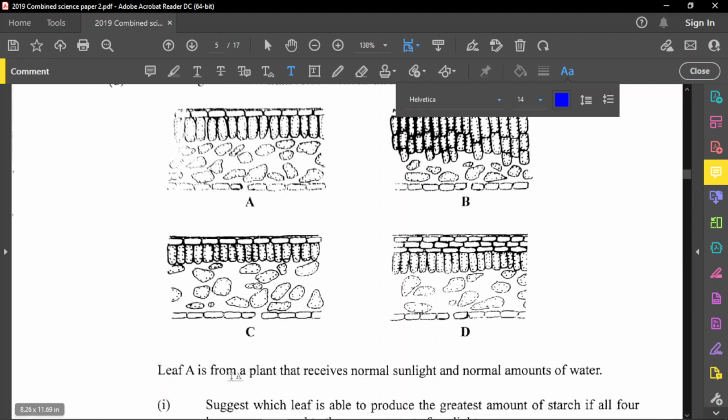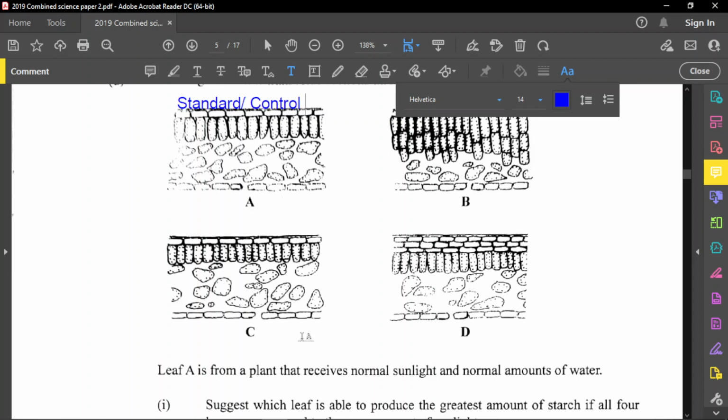Leaf A is from a plant that receives normal sunlight and a normal amount of water. So leaf A will be your standard leaf, and everything will be judged based upon this. You can know the different parts within this leaf. So that's our standard, what we call our control. If this was the experiment, this would be our standard leaf or our control leaf.